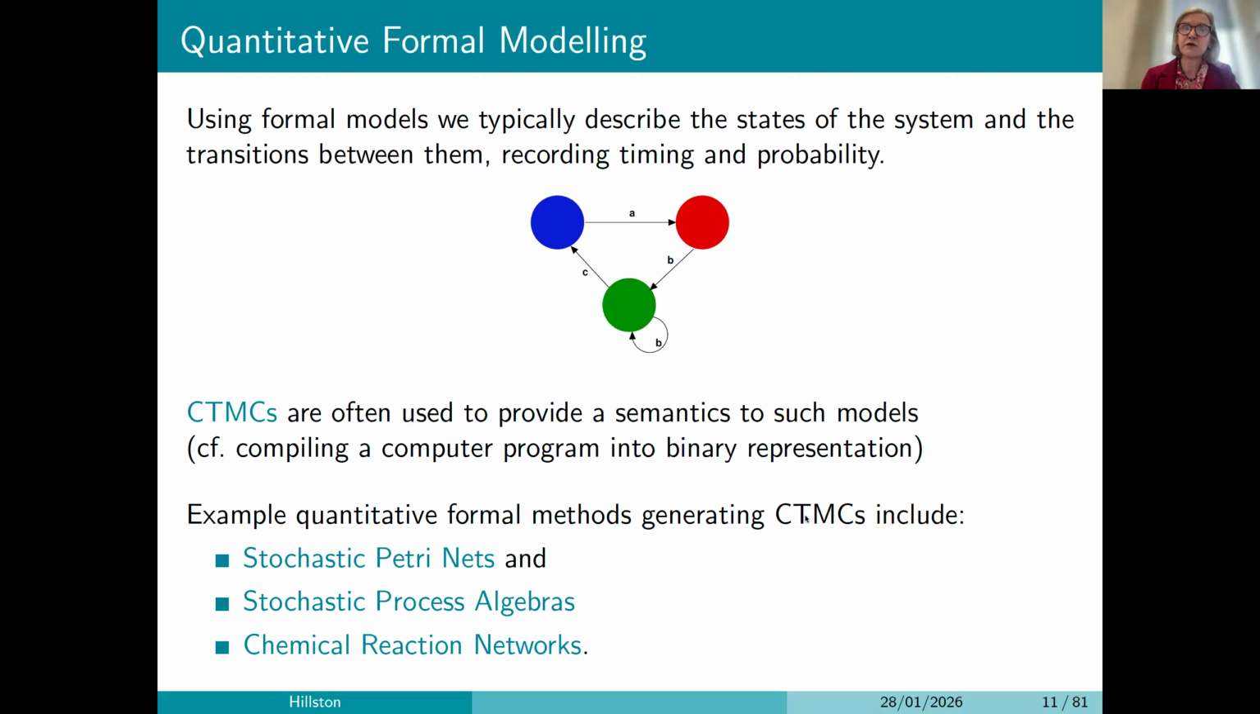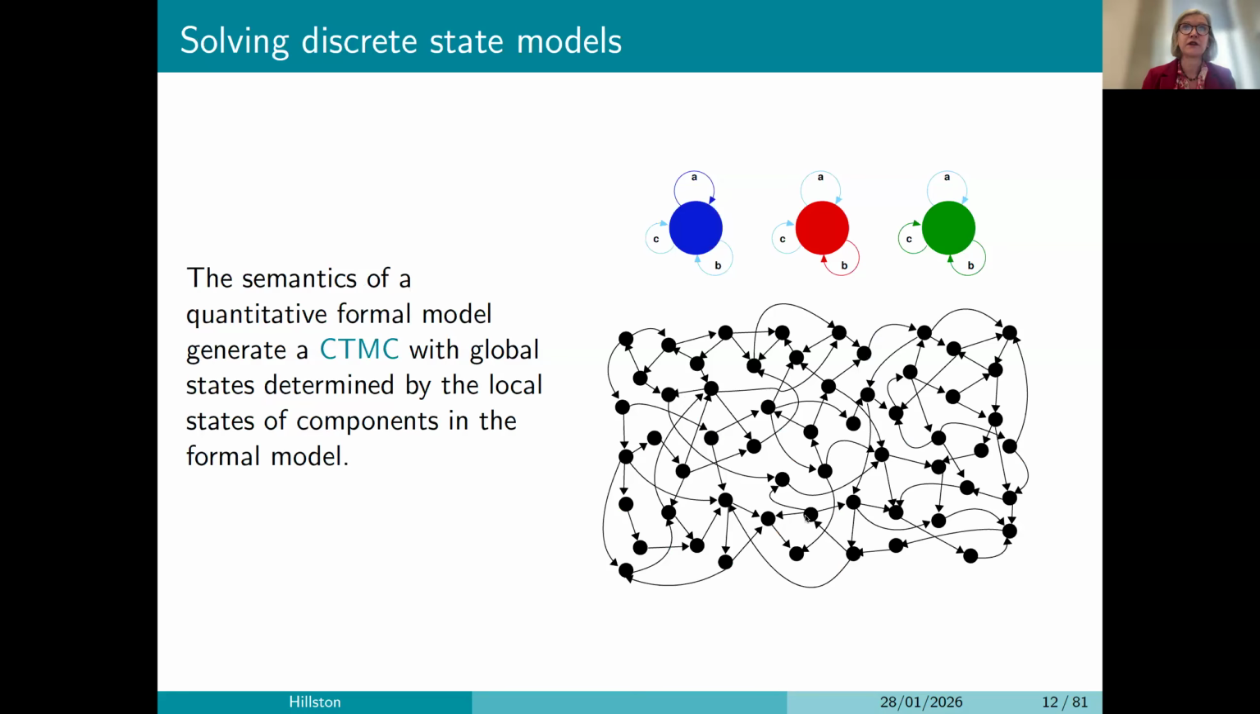So examples of these formal methods are stochastic Petri nets, stochastic process algebras, which is where I've done much of my work, and chemical reaction networks. So it just depends on the type of system that you're modelling, what's the most natural way of describing them. But all of these different formal techniques really allow a lot of concurrency, which is what we were kind of lacking in the queuing abstraction.